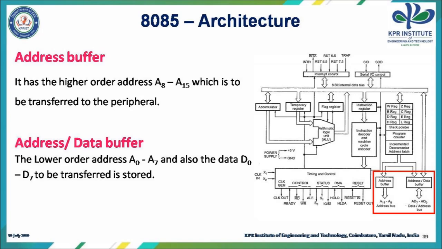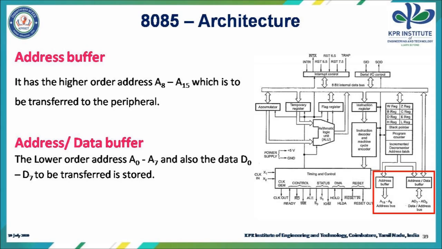And the last 2 blocks of 8085 microprocessor are the address buffer and the address/data buffer. This address buffer is used to hold the higher order address pins, that is A8 to A15, and this address/data buffer is used to hold the lower order address and data pins, that is A0 to A7 and D0 to D7, which are multiplexed to form AD0 to AD7.